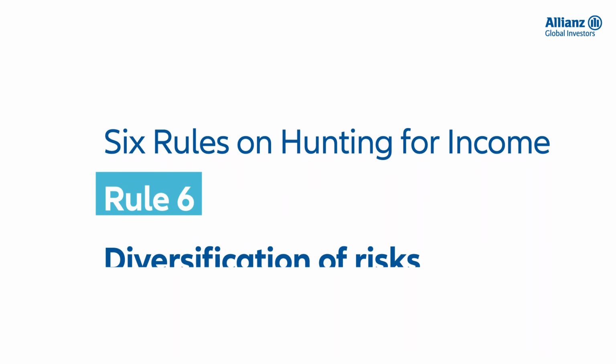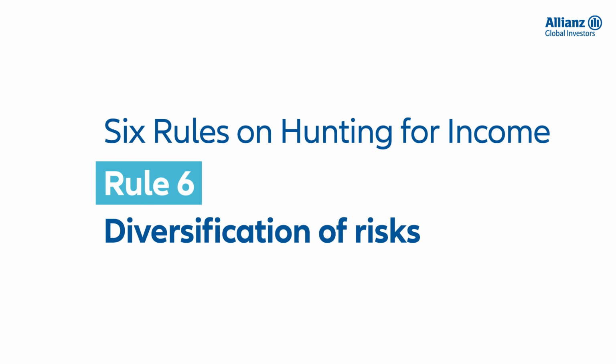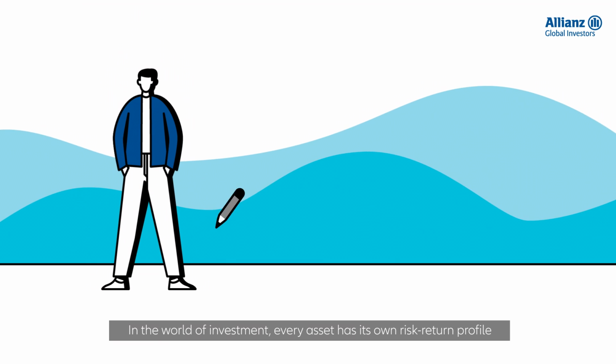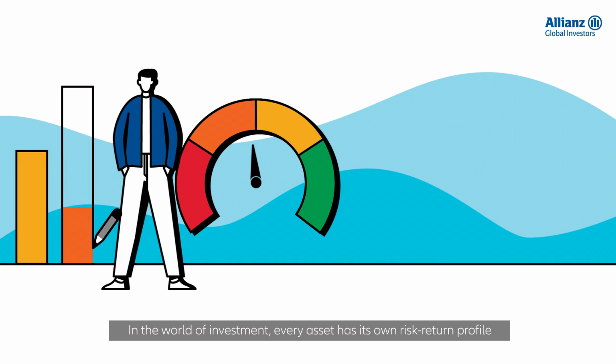6 Rules on Hunting for Income. Rule 6. Diversification of risks. In the world of investment, every asset has its own risk-return profile.